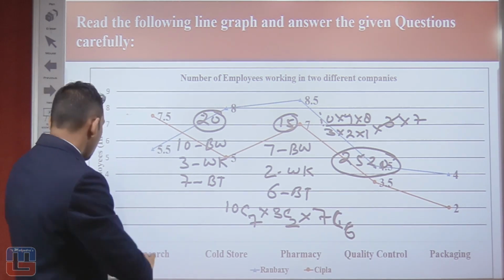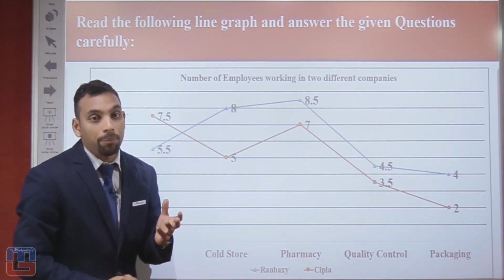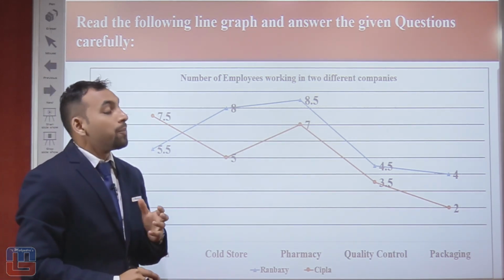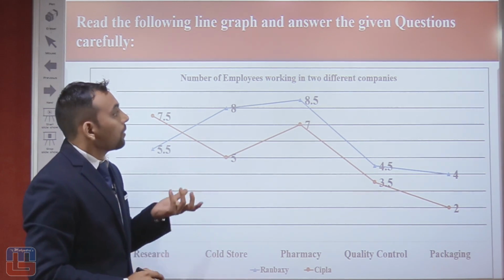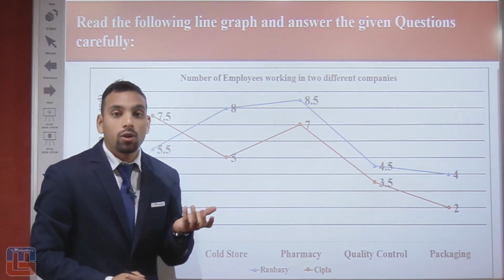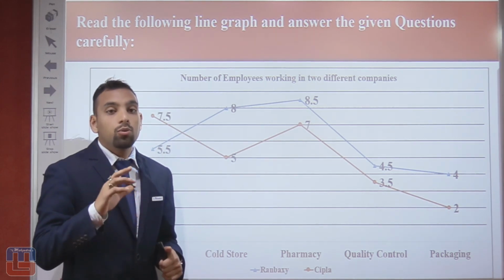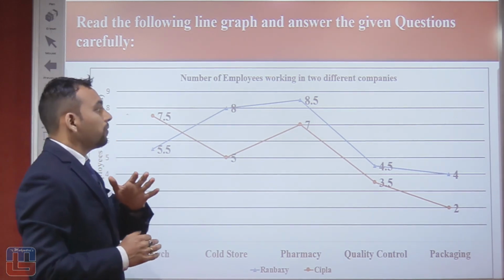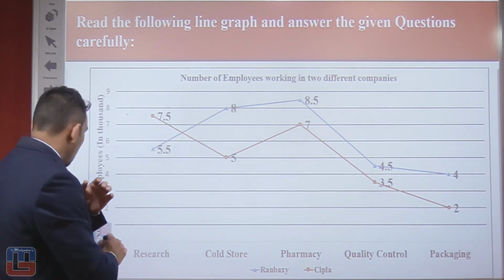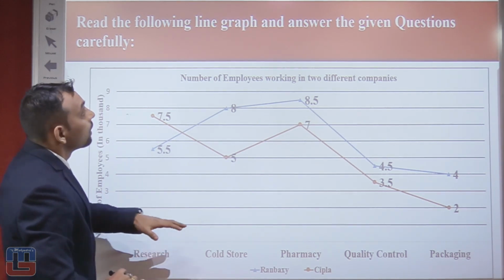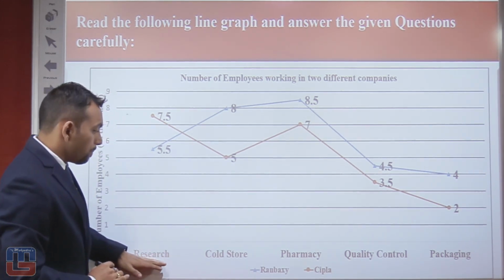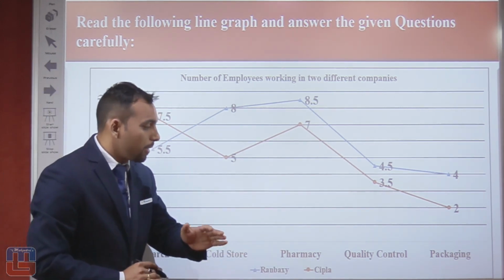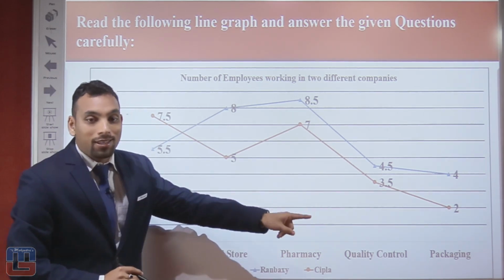Now you can see here, the next question we have taken from DI, that is data interpretation, a very important topic as far as any bank exam is concerned. Now see here, in this DI we have been given the number of employees working in two different companies. The number of employees is given in thousands, and the departments are: research, cold store, pharmacy, quality control, and the last, packaging department.